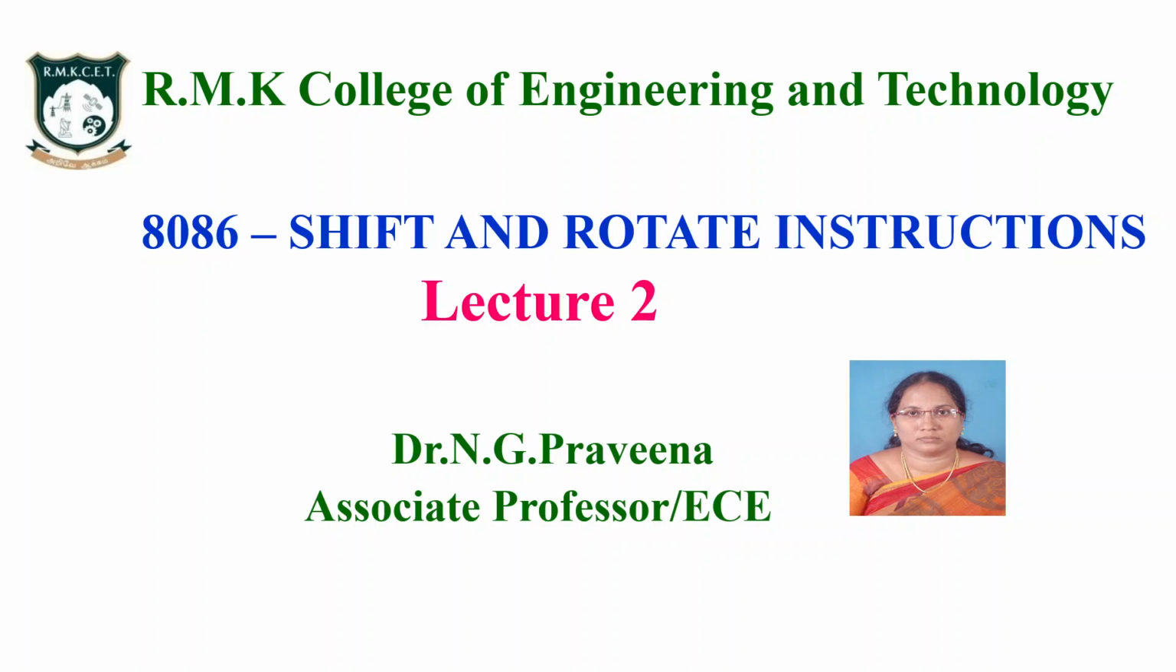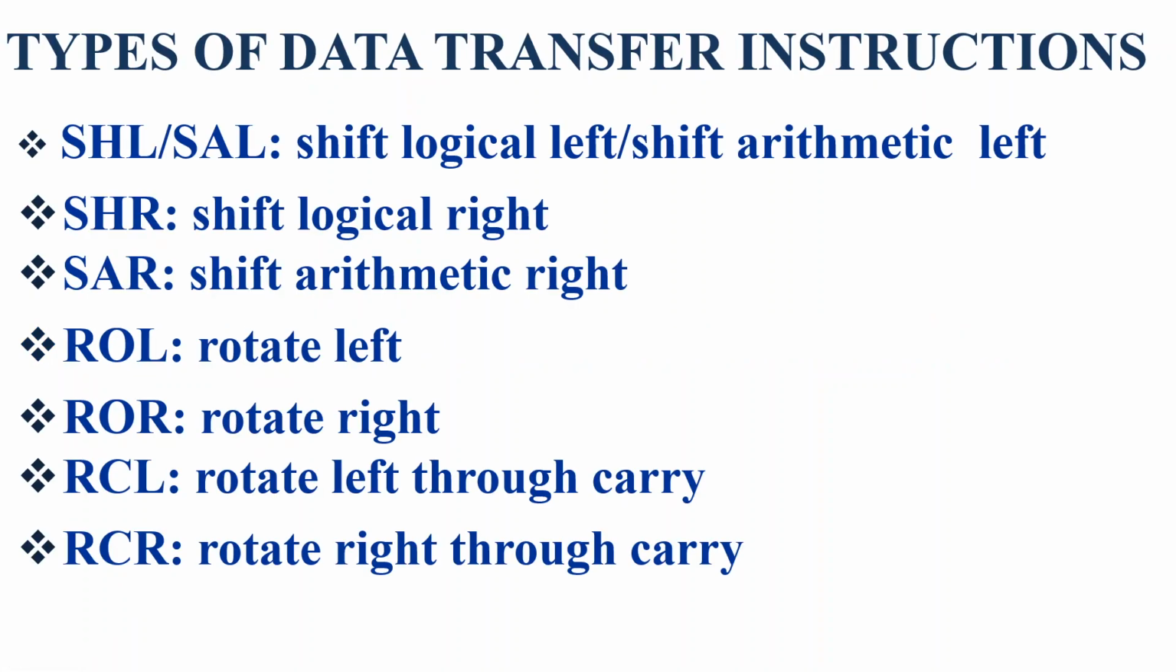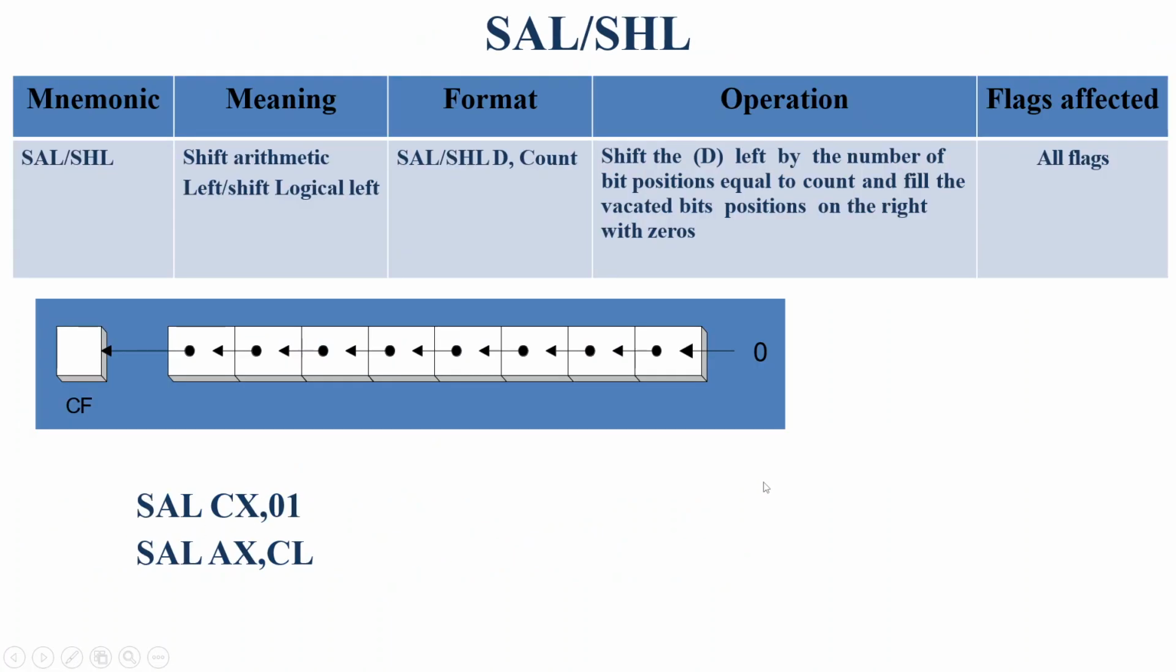In this lecture, I am going to discuss about the types of the shift and rotate instruction that we use in 8086. So what are the topics I am going to cover here is the types of the shift and rotate instructions. So here I have listed out the types of the shift and rotate instruction: SHL, SAL, SHR, SAR, ROL, ROR, RCL, RCR. We'll discuss one by one in detail.